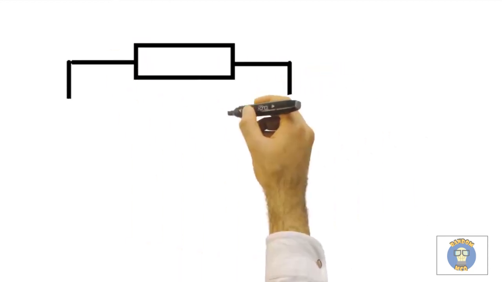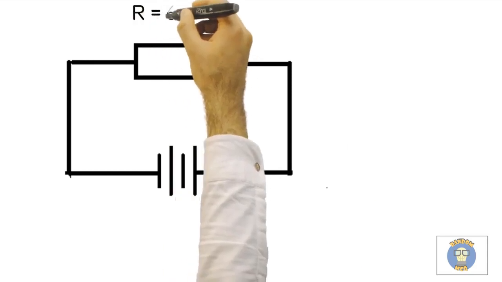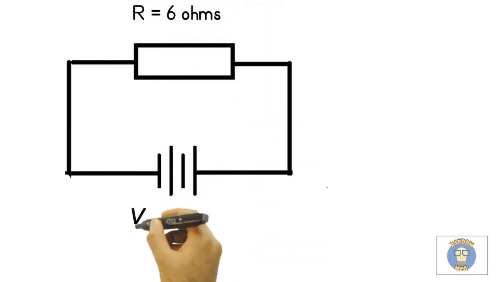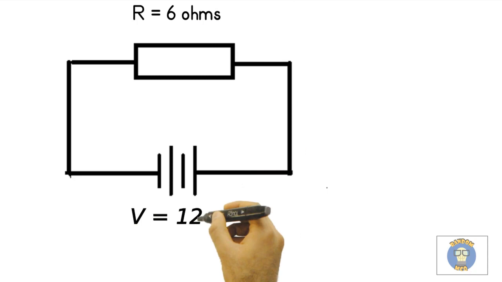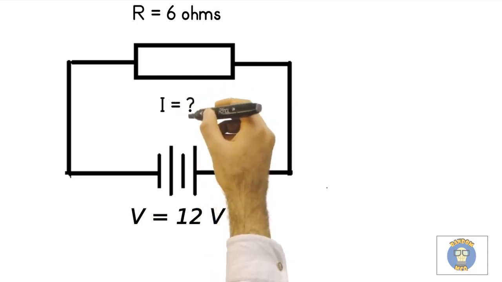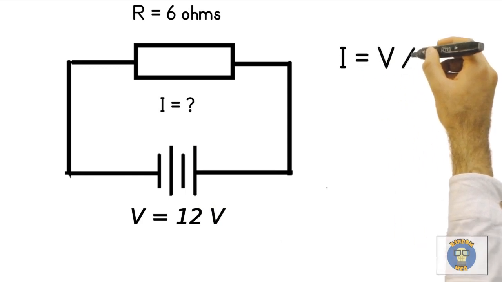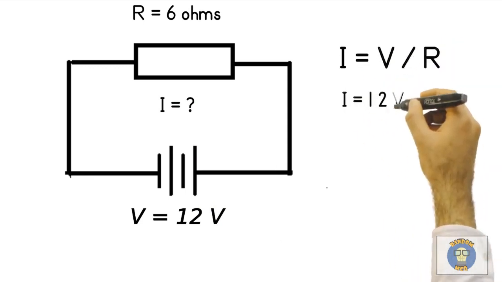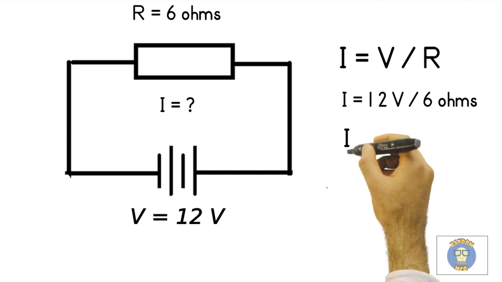Consider the circuit in the figure, with resistance R equal to 6 ohms, and a voltage V of 12 volts. Calculate the current I. Using Ohm's law, to calculate the current, I is equal to 12 volts, divided by 6 ohms, which is equal to 2 amperes.